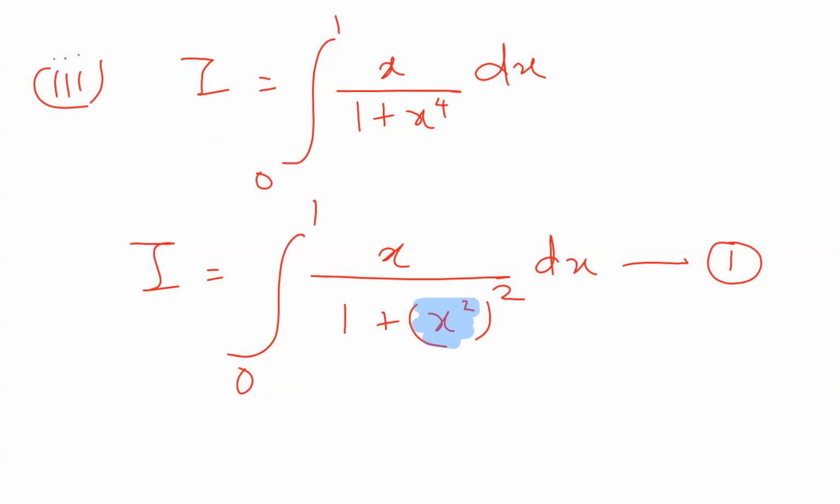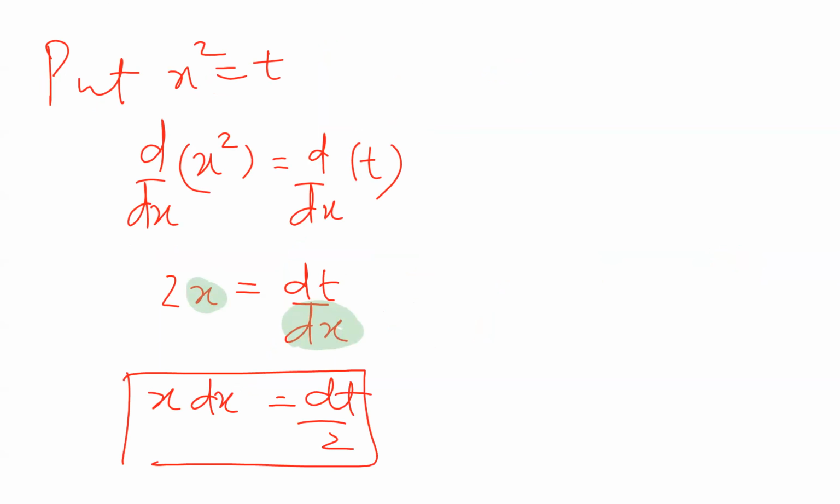Tell me, guys, dx is equal to dt by 2. x dx will be grouped together, so x dx will be dt by 2. Now some more thing happens over here: the upper limit and lower limit change.